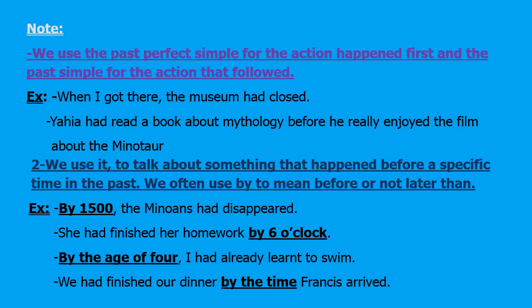Okay, so the sentence means that first she finished her homework, then it became 6 o'clock. Another example, by the age of 4, I had already learned to swim. So I learned to swim before the age of 4. The last example, we had finished our dinner by the time Francis arrived. By the time is a linking word that I use to join two sentences in the past perfect and the past simple.